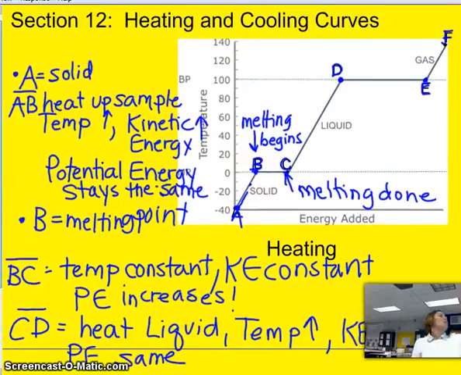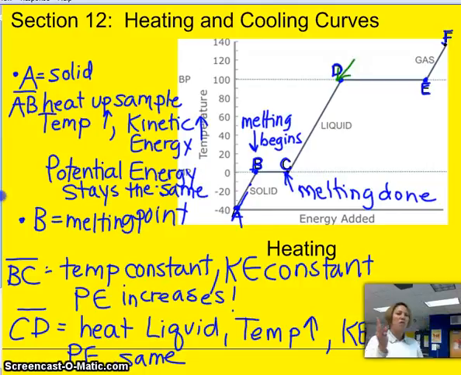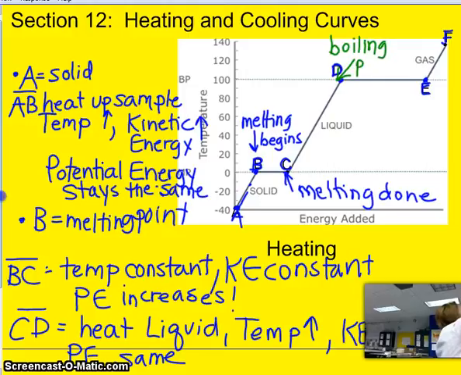So we're heating the liquid until something significant begins to happen. Remember, as we heat the liquid, the molecules move faster and faster until eventually they get enough energy that they can break free of their forces of attraction and start to turn into a gas. So point D is known as the boiling point. That is where boiling begins. And again, for this substance, it happens to be 100 degrees Celsius.